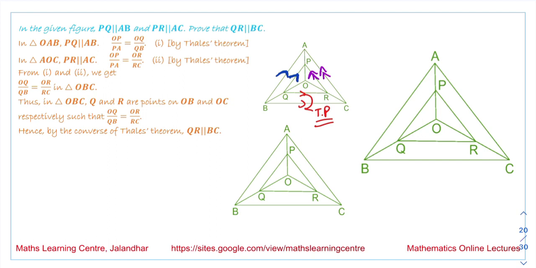So if we consider the triangle OAB, in this triangle we have these two sides that are parallel to each other. So what we get is that OP over PA is equal to OQ over QB.